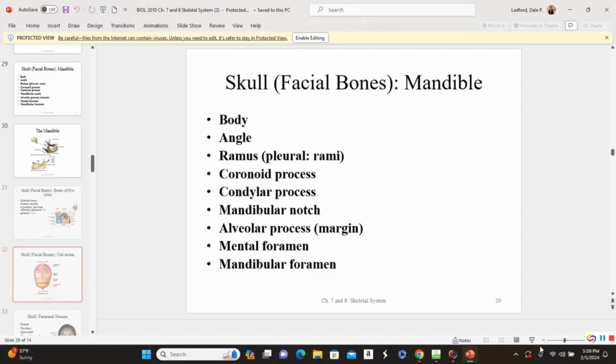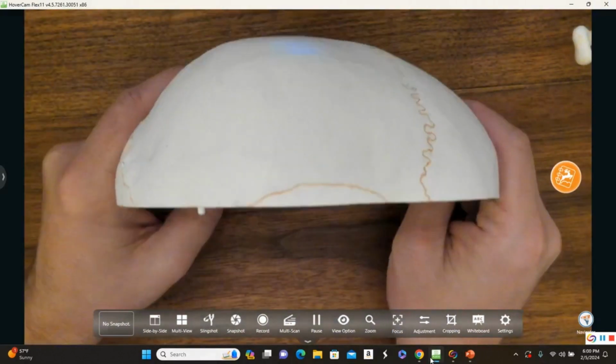Calvarium. What is the calvarium? That is basically the top of the skull. This is your calvarium. We call this the calvarium.